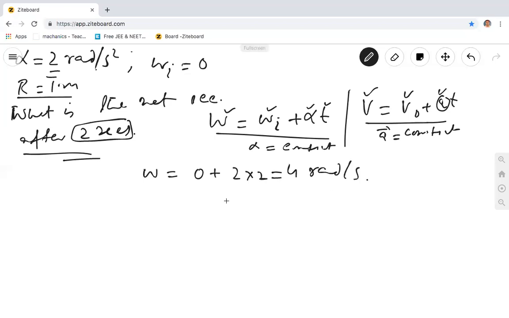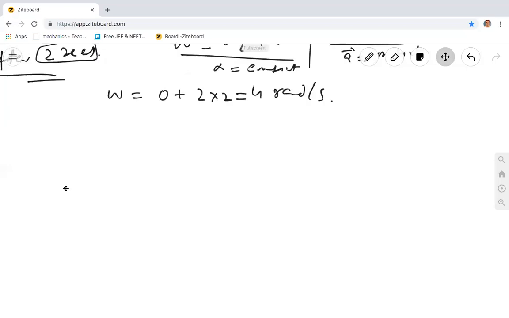Now, I want to find the acceleration directly. Now see what I will do. A particle is here, let me suppose. What is this tangential acceleration?